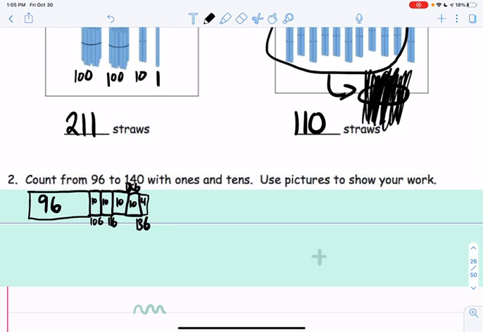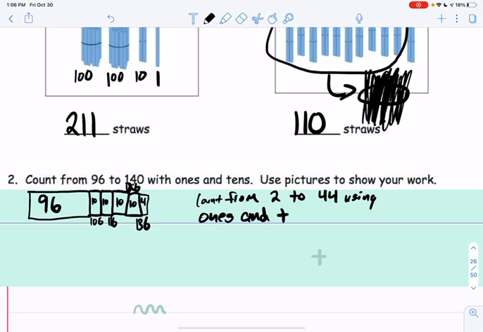All right, so I'm going to give you one to think about. I want you to count from 2 to 44 using ones and tens. If you come to class with this done, I will give you some extra credit.